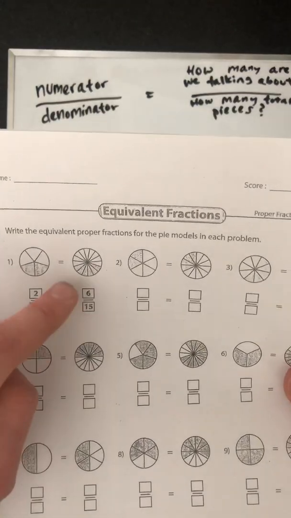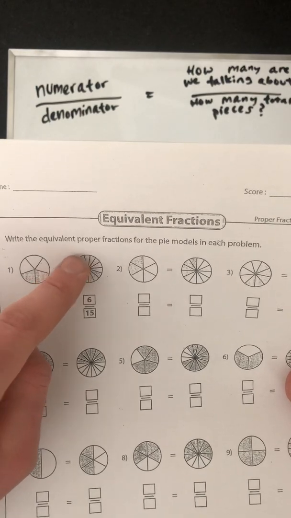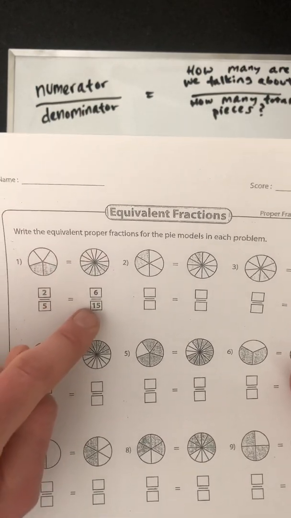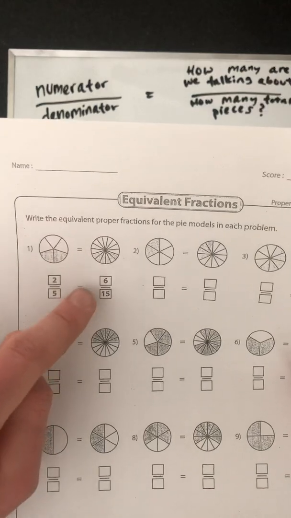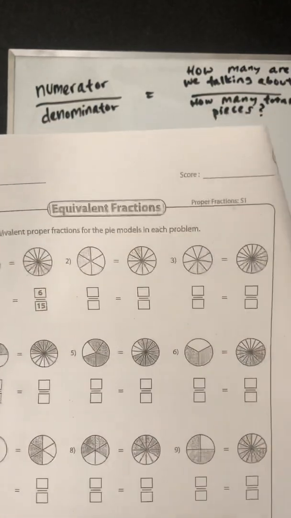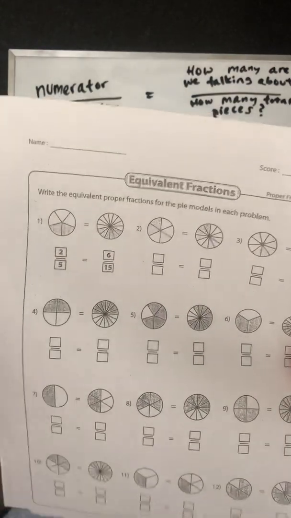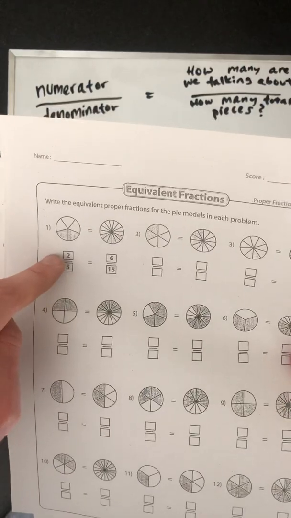And then with this one, they say, how many total pieces? Well, you've got to get your pencil out and probably just point to each one. It's 15. 15 total. How many are we talking about? Well, how many they color in? 1, 2, 3, 4, 5, 6. 6. So that's one way to do it. Just count the pieces. How many total on the bottom? How many colored on the top?